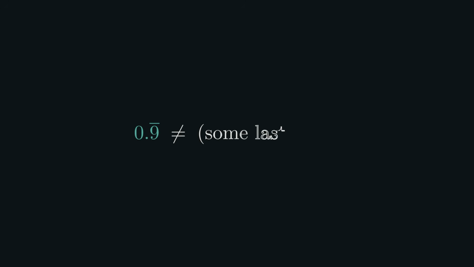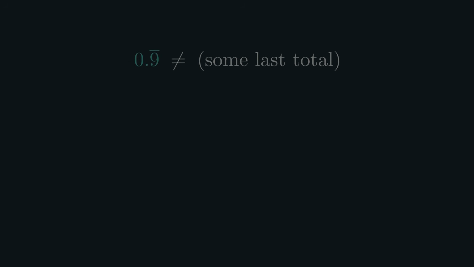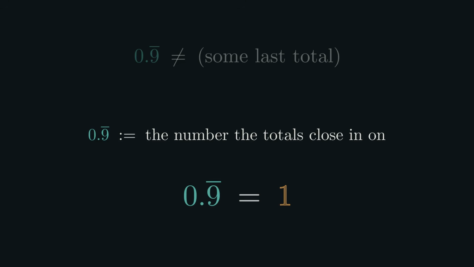We never finish adding the 9s, so 0.9 repeating can't mean the final total in the list. There is no final total. It has to mean something steadier. It means the one number the totals are closing in on, the single value with no daylight left between it and the sum. And we've just shown that the only number with no positive gap to the 9s is 1.